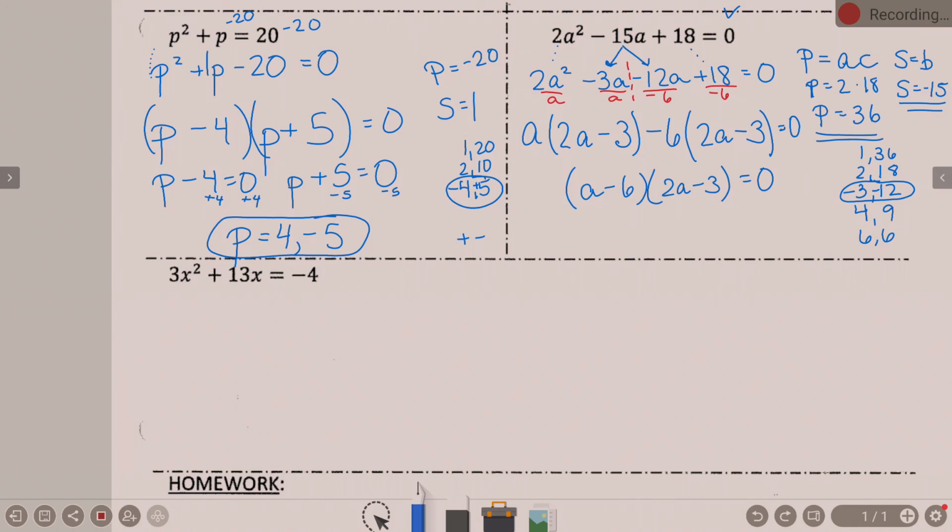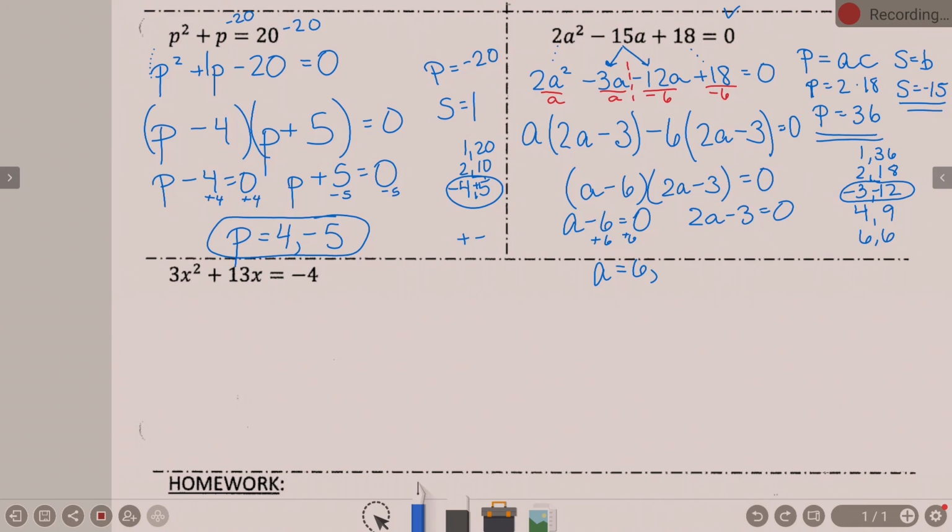We've factored the quadratic function, but how do we solve that quadratic function? Well, we're technically going to set both parts equal to 0. a minus 6 equals 0. 2a minus 3 equals 0. If it's a minus 6, let's add 6. So then we end up with a equals 6.